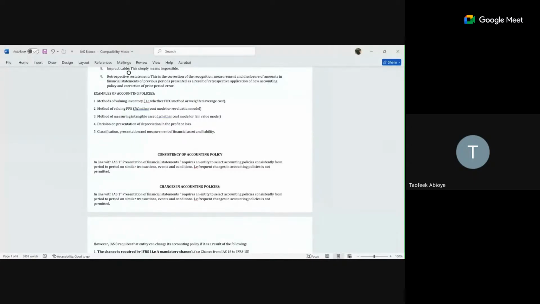You can't just wake up and say, okay, today, because you notice that using first in, first out valuation of inventory is not making your P&L statement a profitable one, you now decide that, no, we are going to use average cost method. No, you can't do that. There must be a reason for changes, and we are still going to get to one of the conditions that can warrant changing of accounting policy.